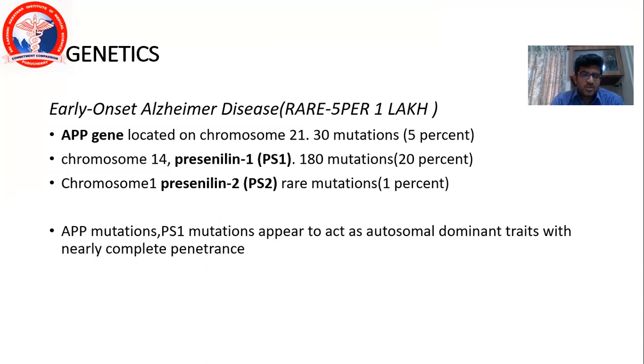The APP gene is located on chromosome 21. Around 30 mutations are reported in the APP gene. Presenilin 1 mutations are seen on chromosome 14, and presenilin 2 on chromosome 1. The APP mutations and PS1 mutations appear to act as autosomal dominant traits with nearly complete penetrance. So once it is present, it will be carried over to the next generation.